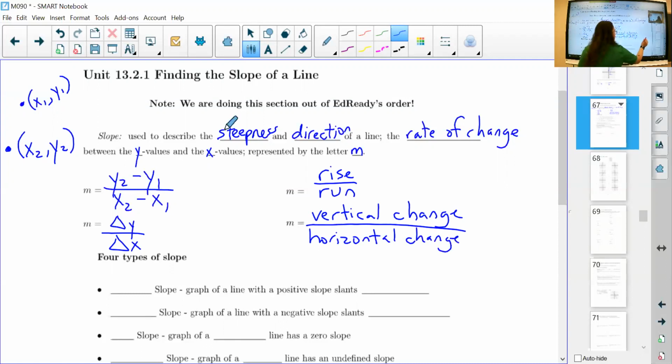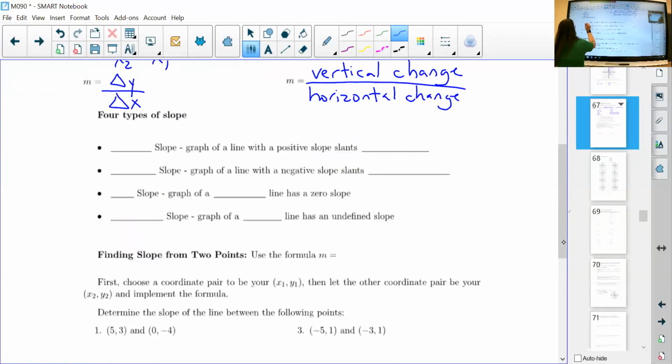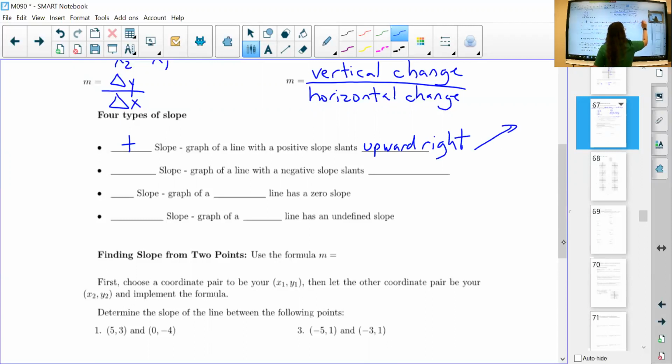We have 4 types of slope. There's positive slope. The graph of a line with positive slope slants upward right. So as it goes from left to right, it goes up. Negative slope. It has negative slope. It slants downward right. So it looks like it's falling down.